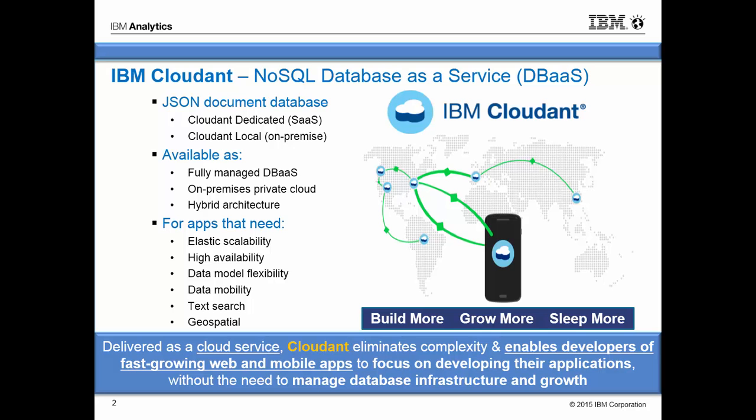Data flexibility, data mobility, text search across these non-structured data types, as well as geospatial capability so that you can indeed run marketing campaigns that are targeted to your customers wherever they are at any point in time. As I said, Cloudant is delivered as a cloud service that eliminates complexity and enables developers of web and mobile apps to really focus on their application instead of the data infrastructure that the application needs and that lies underneath it.